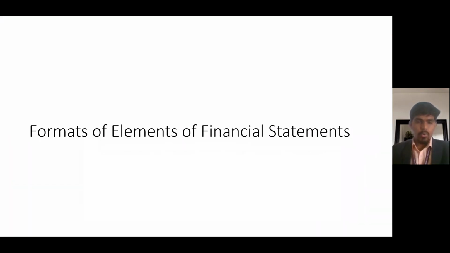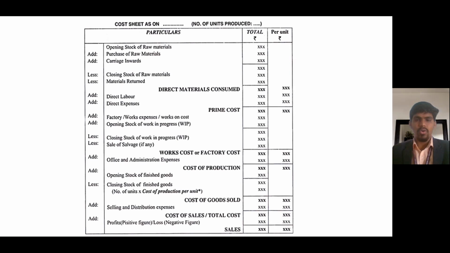So this is subunit 2.2, called formats of elements of financial statements. You can see that the first format is the cost sheet of a business. Here the cost sheet is given as on a certain date, with the number of units produced. Any kind of business will have its cost sheet for the date we are preparing, and the number of units we have produced for the year.